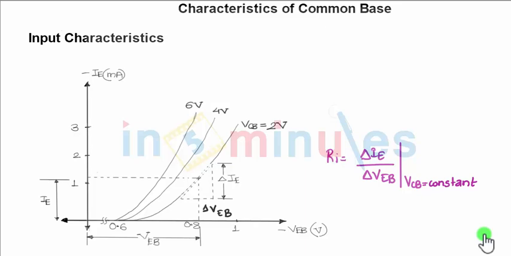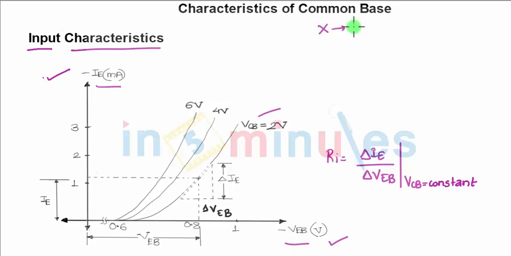We start with the characteristics of a common base configuration. In common base configuration, input we have emitter and output we have collector. So when we are dealing with the input characteristics, we have input voltage and input current. VI characteristics, voltage on the x-axis, current on the y-axis, and keeping the output voltage constant, we are plotting the graph. This is the standard method to draw the input characteristics.